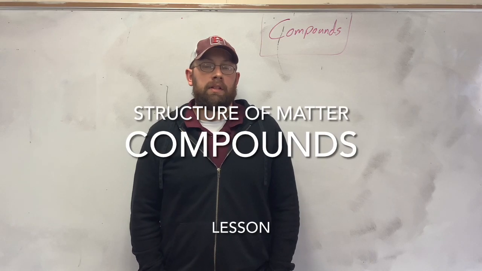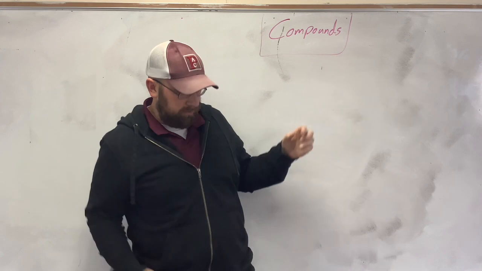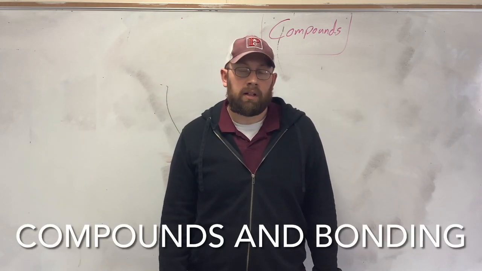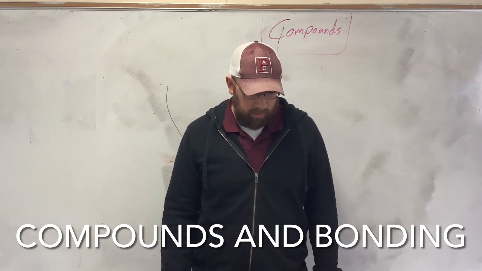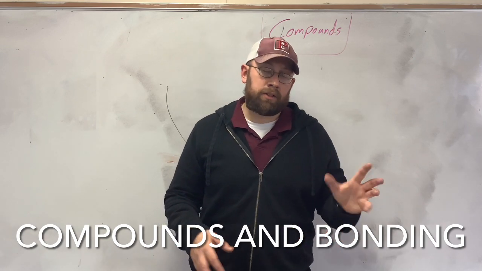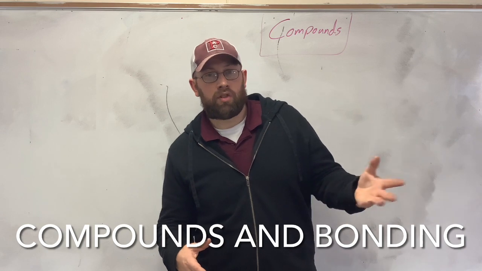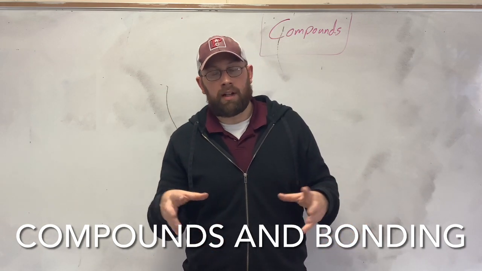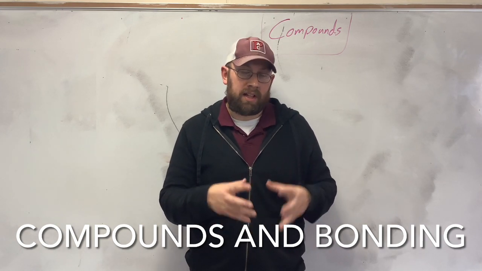All right, today we're going to talk about compounds. A compound is two or more elements combined chemically together. When you do chemical bonding, the electrons from one valence shell go to the other, so you're basically just sharing electrons. They come together and make a pure substance, which is a compound.